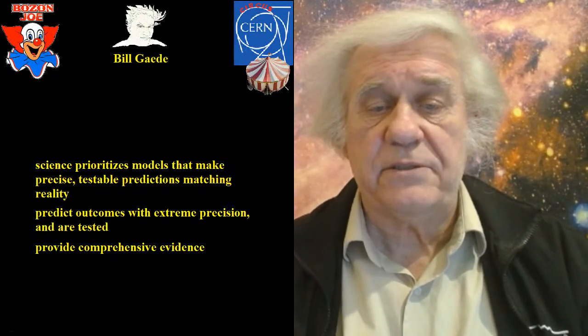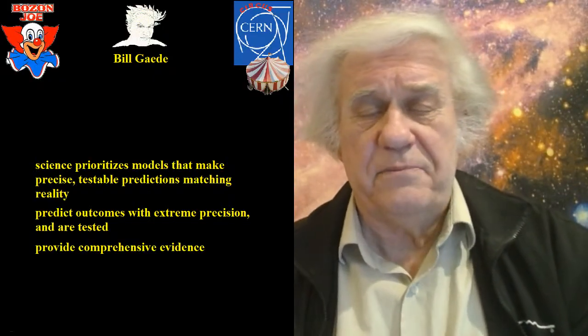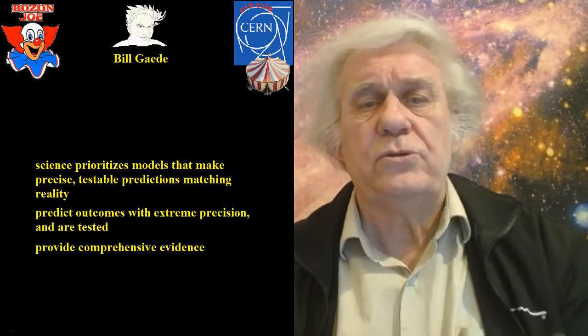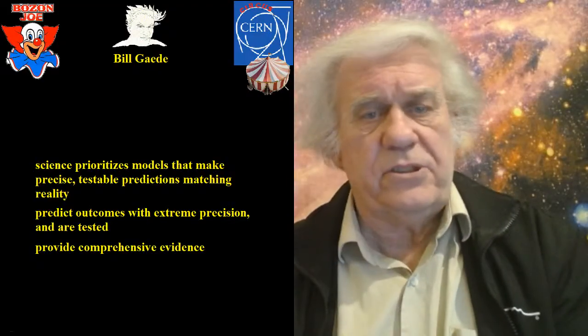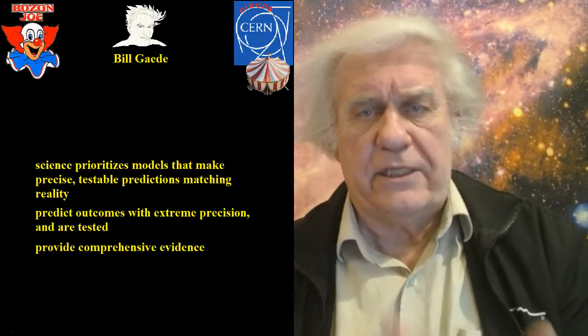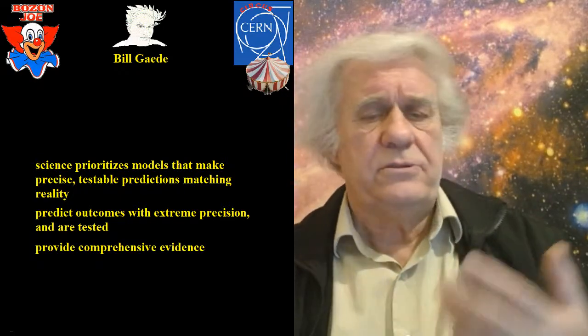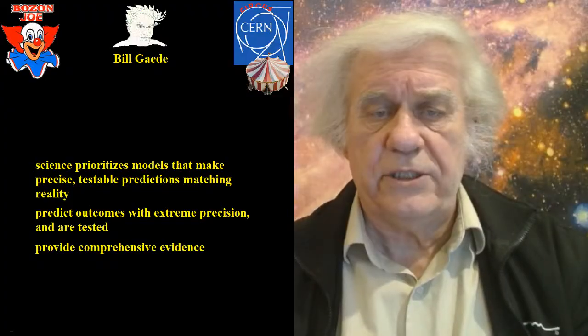Predict outcomes with extreme precision. Again, got this idea with precision. What's precision got to do with anything? This has only to do with math. When you talk about accuracy, precision, you're just talking about math. You're not talking about explanations. Provide comprehensive what? Evidence. Evidence is used to persuade, to convince people. It's got nothing to do with science. It's got to do with religion.